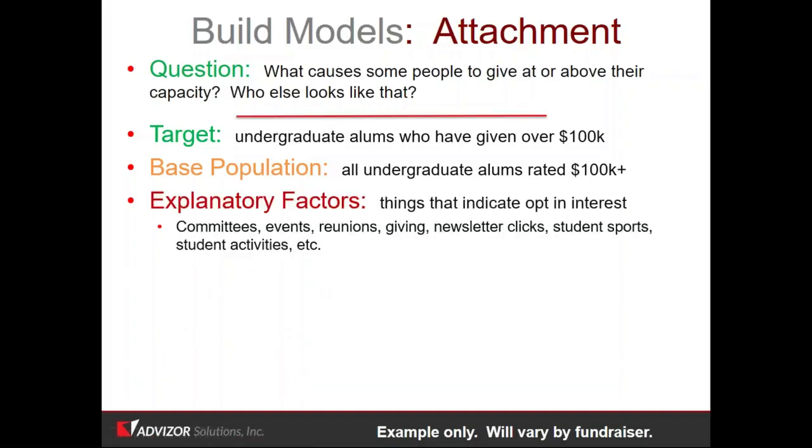We just worked on that through accessing and blending and synthesizing: things that indicate opt-in, expressed interest, committee participation, events, reunions, giving, newsletter, clicks, student, sports. And a caveat here is if somebody became a large donor and then got put on a committee, that's not a self-expression. That's an after-the-fact thing you did. So you're trying to find factors that are people expressing interest, and generally these things are.